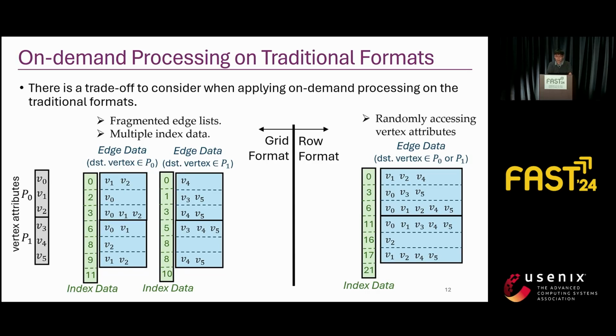On the other hand, the drawback of the row format is that it does not provide good locality of vertex access compared to the grid format. When we compute on the grid format, we only need the vertex attributes from one partition. On the contrary, when we compute on the row format, we need to randomly access the vertex attributes, which means we need to access all the vertex partitions.